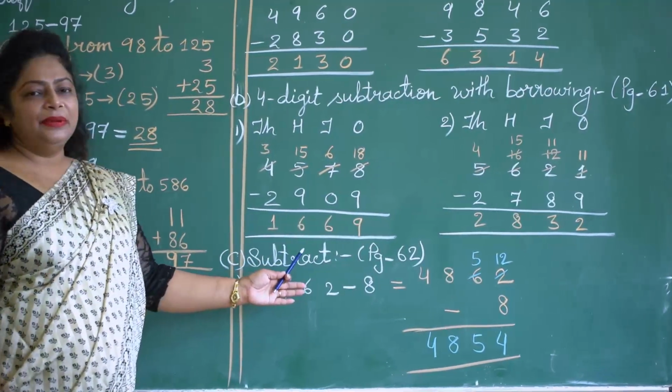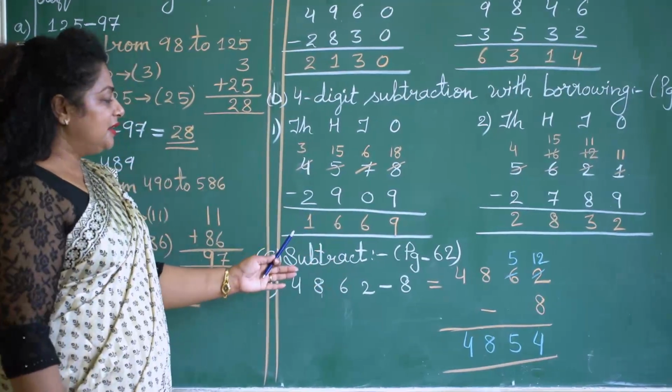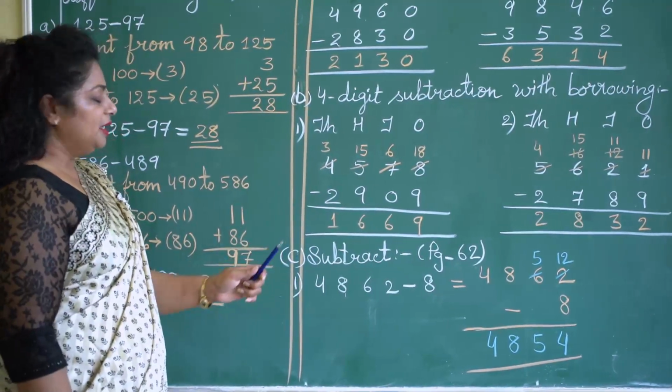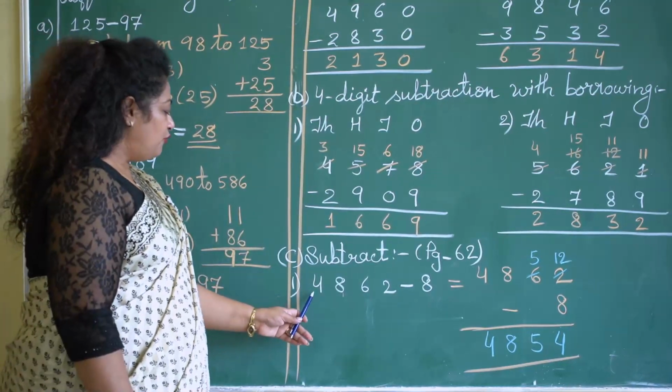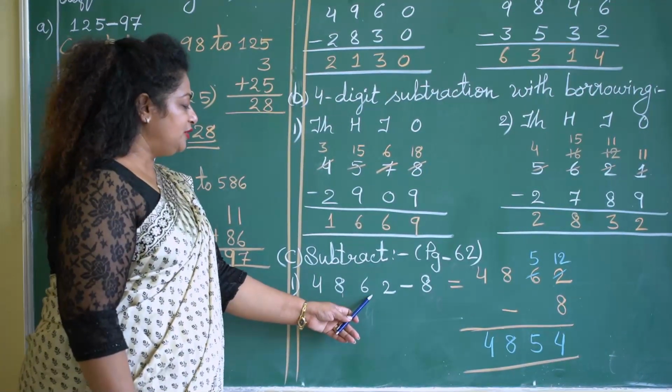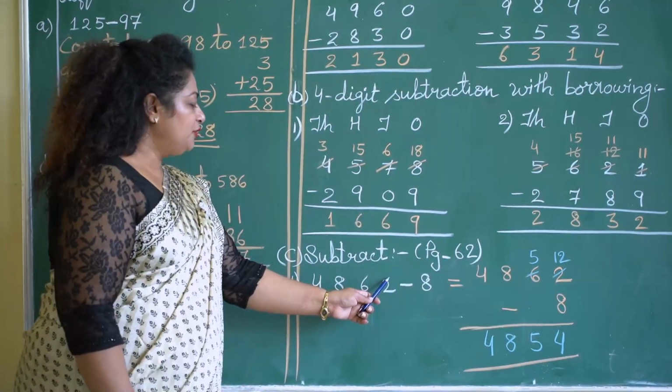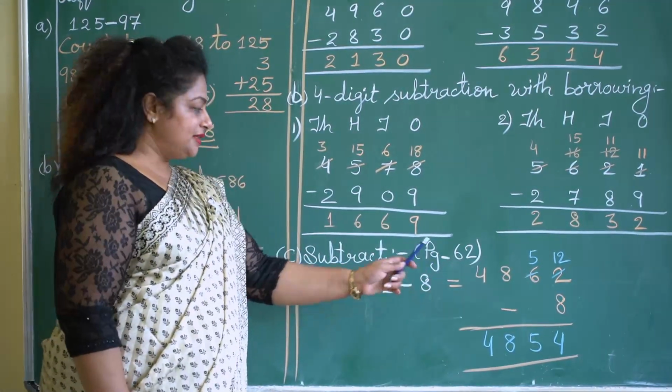Subtract. It is simply given to you, subtract. It is given on page number 62. I am showing you how to do it. The number we have is 4862 minus 8. Means out of this number you have to subtract 8 numbers. So let us see how.